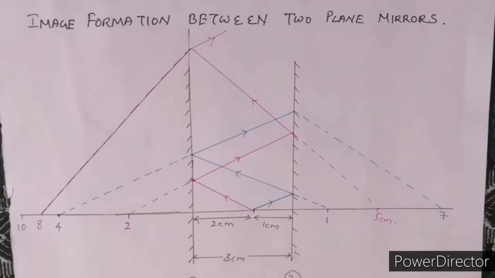Most commonly we see this type of mirror images in a barber shop, in a trial room, in a textile shop, etc. We are getting multiple images.